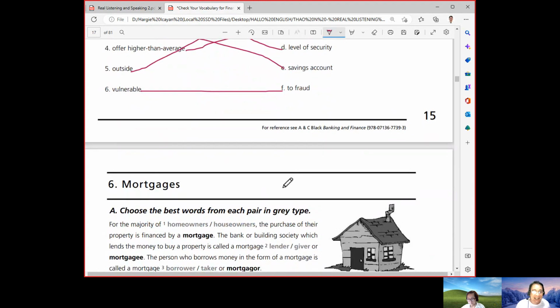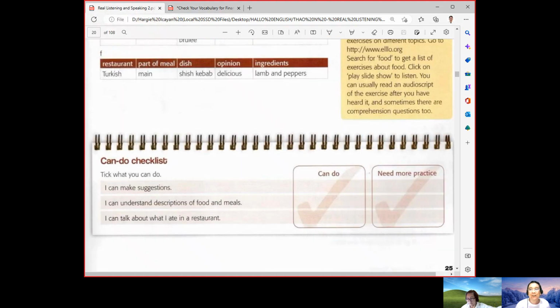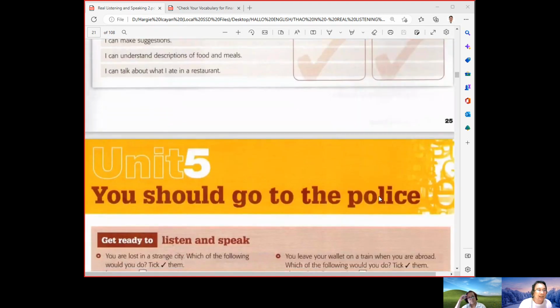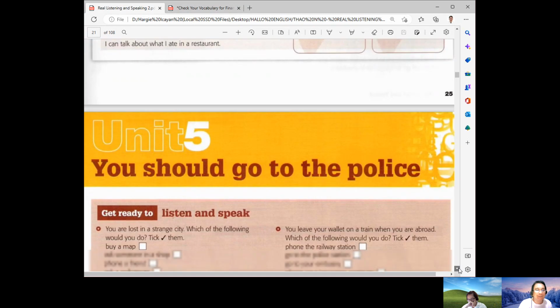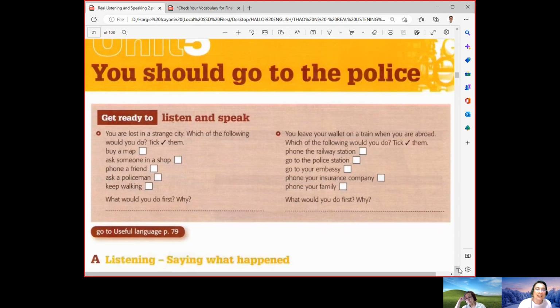On the next time after our lesson, we are going to study about mortgages. So we are going to move on to our formal lesson. It's in here, Unit number 5. The title of our lesson is all about "You should go to the police."